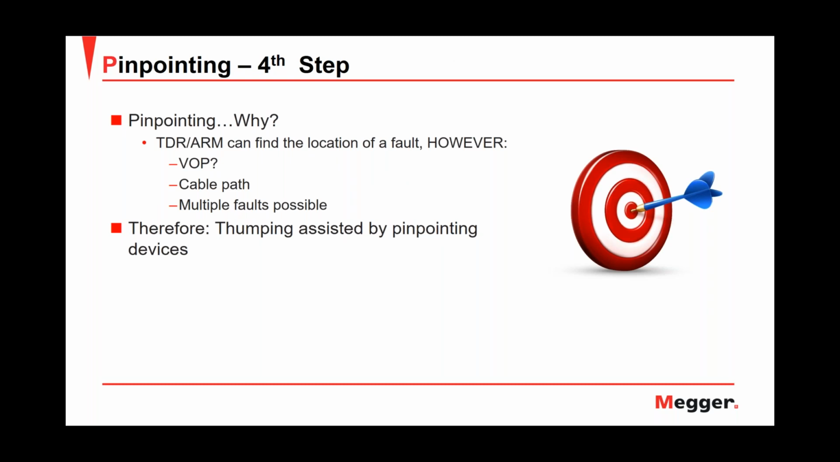Then let's continue with the last and fourth step, that is the pinpointing. The question is, why pinpointing? Well, the TDR, the error reflection method, can find the location of the fault. However, if I have the wrong propagation velocity, this distance will not be very accurate. Or if I don't know the path of my cable, this is another problem that I can solve with pinpointing. So this is the reason we need to pinpoint the fault. During the pinpointing, I will use the thumper assisted by a pinpointing device.